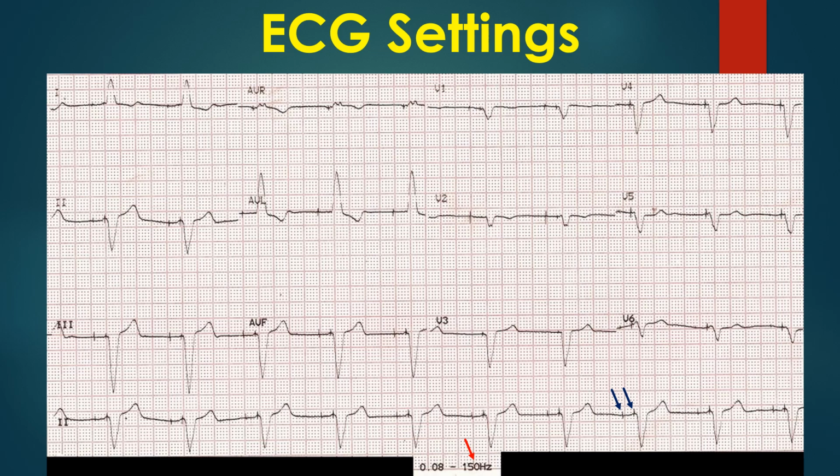The paced P waves are either of low amplitude and hardly visible, or it could be lack of atrial response to atrial pacing, that is, atrial capture failure.